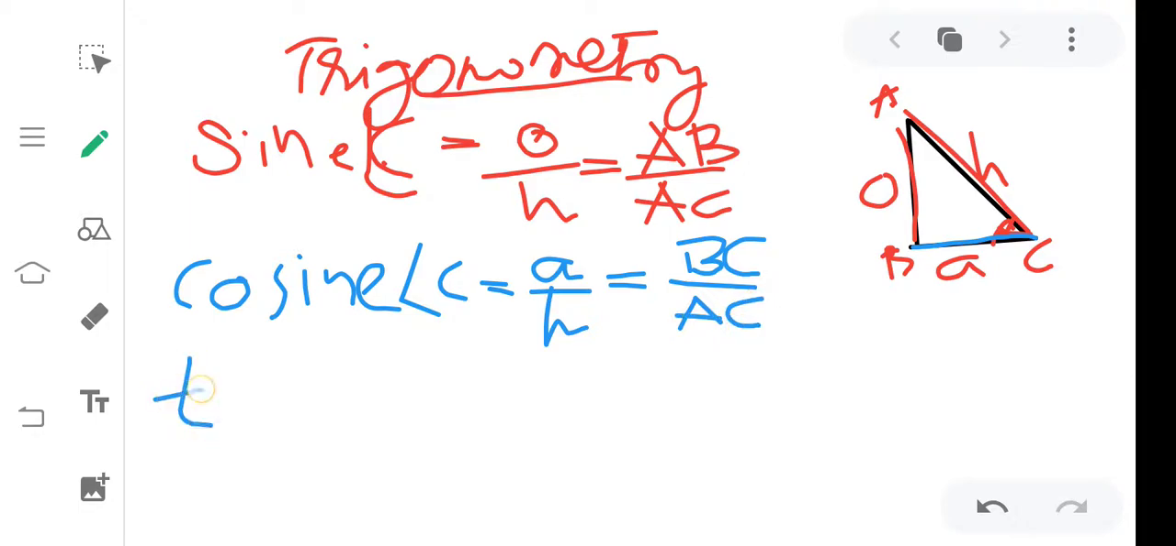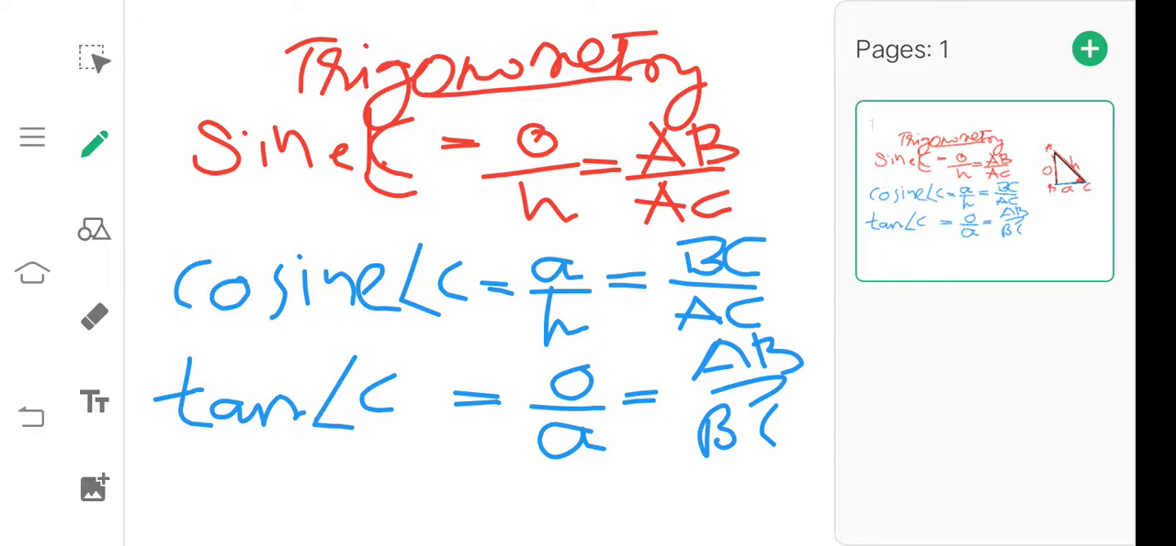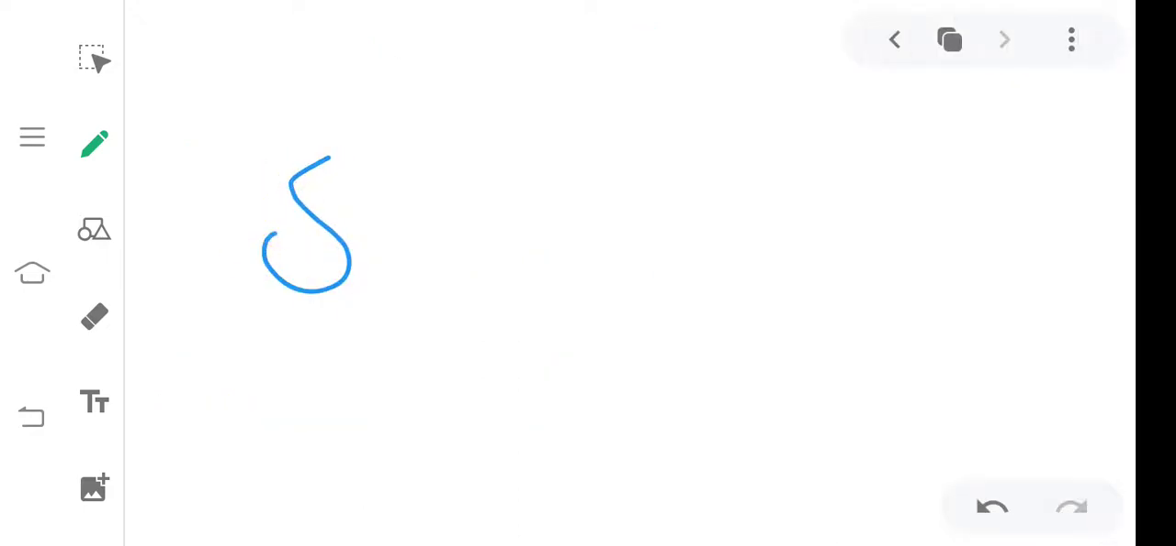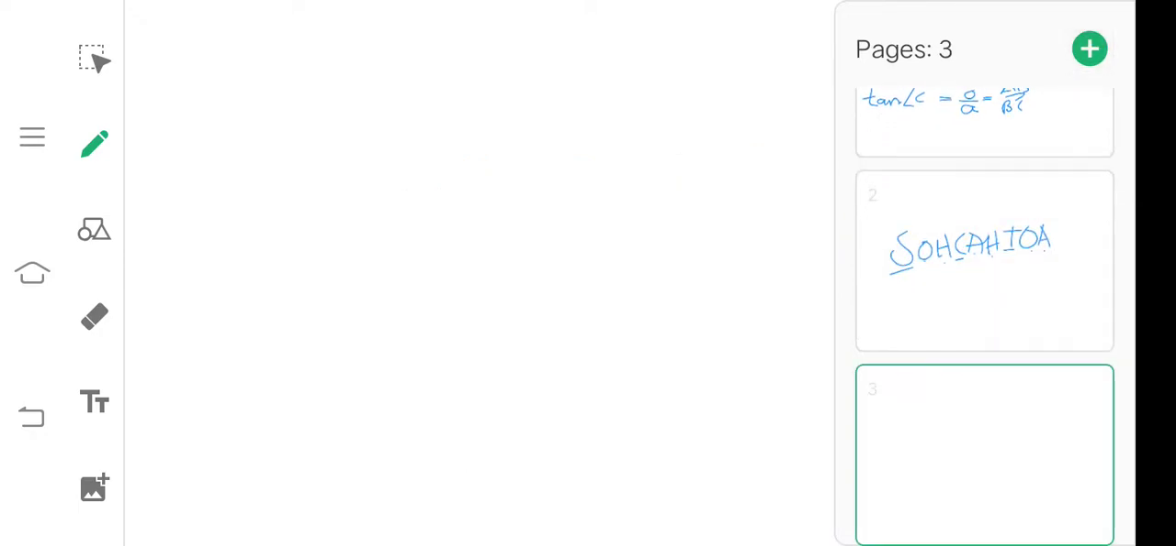And we discussed about tangent of angle C. In short, tan C is defined as opposite side divided by adjacent side, which is AB divided by BC. Yes. So to remember all these things, we have made a shortcut, which was SOHCAHTOA: sine O by H, cos A by H, tan O by A. Okay, once we know these values, now we have to think about the remaining three ratios.